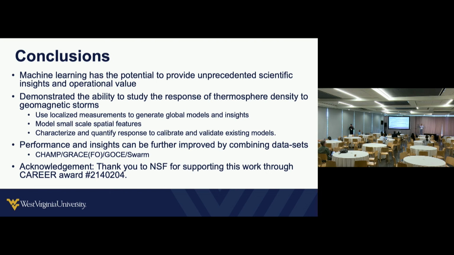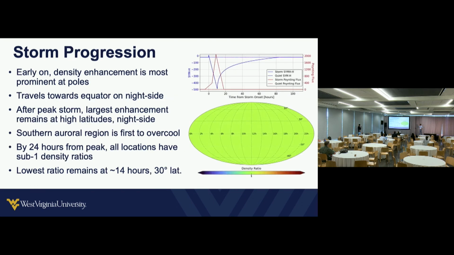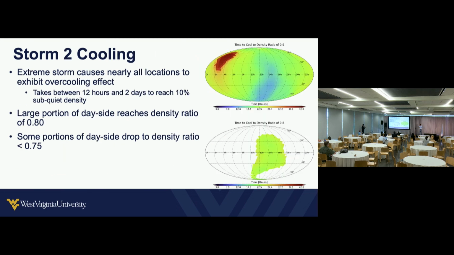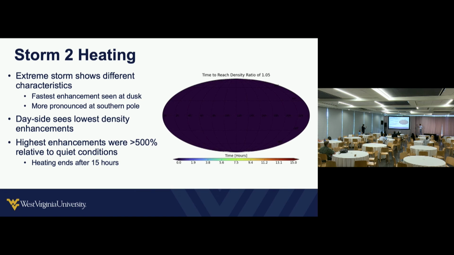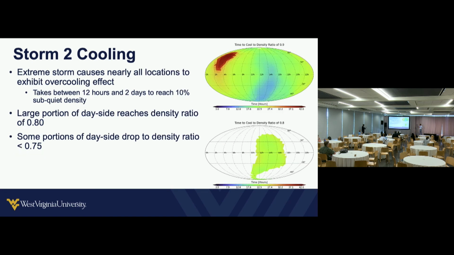Any questions? I have one question. You say the southern Aurora region is the first to overcool. But I saw that in the northern Aurora region, it seems like it's cooled very, very slowly, right? In that next one. Which one are we talking about? The first storm or the second storm? Storm 2. Yeah, that has it. The cooling seems pretty slow in the northern hemisphere. So my question is pretty simple: why?